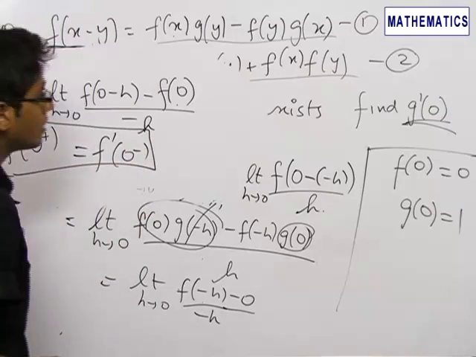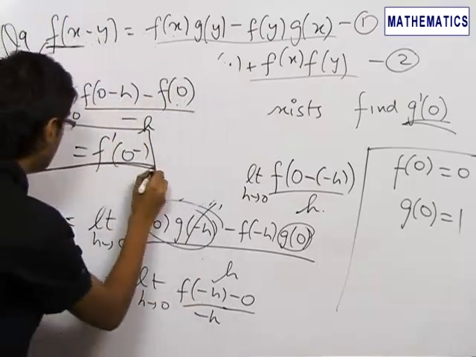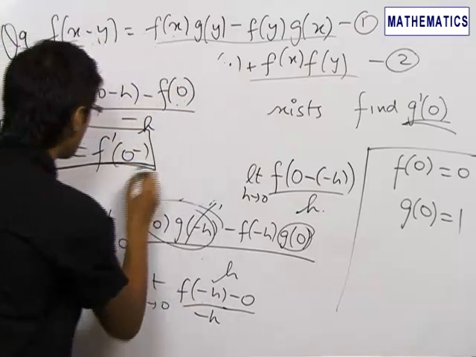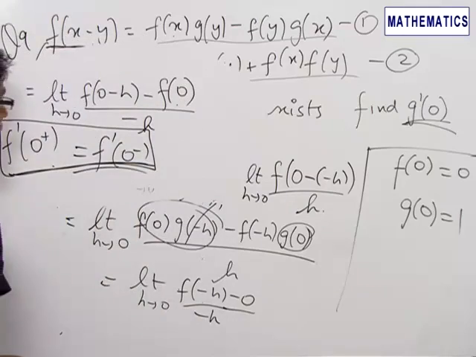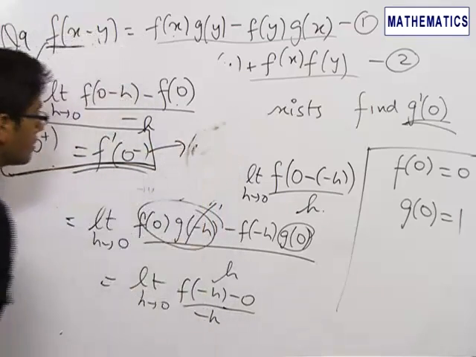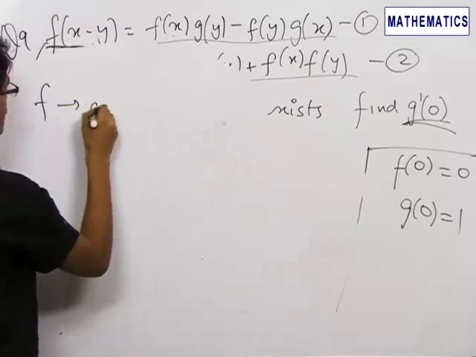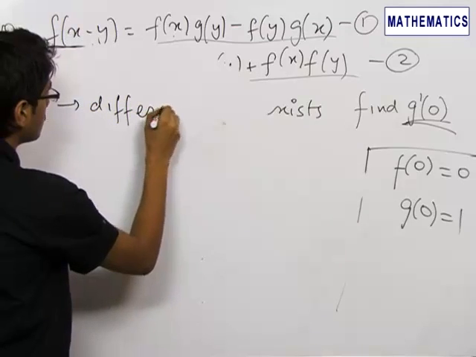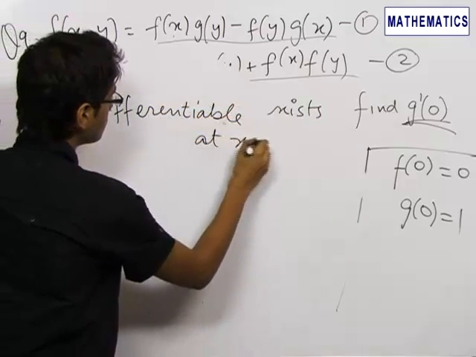Hence the function is not only differentiable at x = 0+, but the left hand derivative is equal to right hand derivative, and hence the function is differentiable at x = 0. So we have proved that f is differentiable at x = 0.